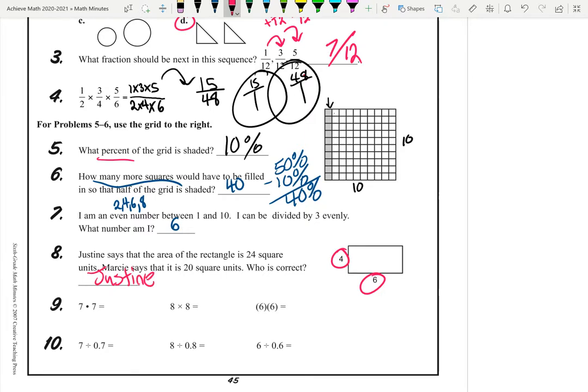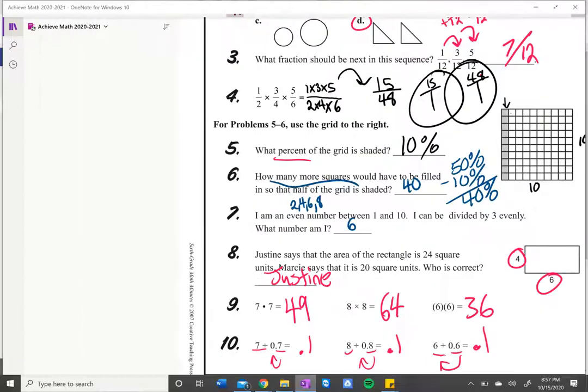All right, number 9. I'm going to go ahead and multiply these products. This is going to be 49. This is going to be 64. And this is going to be 36. Now, I'm going to go ahead and do number 10. And notice that the products are all going to be just 0.1, 0.1, 0.1. 7 divided by 7 is 1 with a decimal place. 8 divided by 8 is 1 with a decimal place. 6 divided by 6 is 1. Move a decimal place. That's it for now.